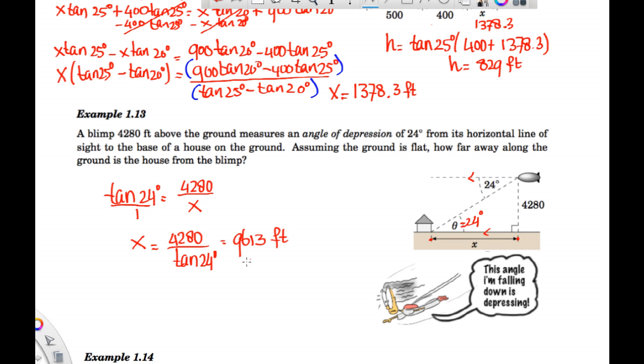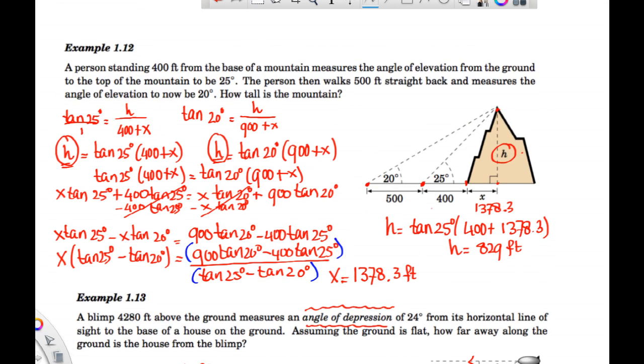So a fairly straightforward problem again. Need to make sure that we cover some vocabulary here as well. So depression is the angle down from the horizontal, and we saw the elevation is the angle up from the horizontal line.